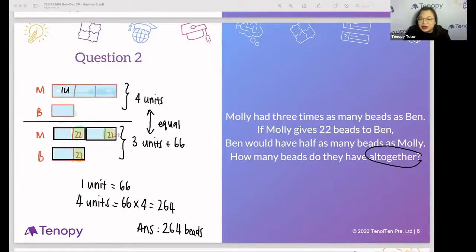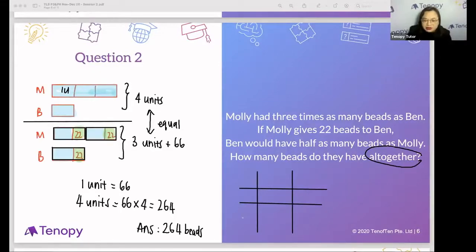Clear? Now, this is one way of doing it. If you don't understand the model, another easier way to do it is to put it in the BCA table. I'll quickly draw the table for you. For those who prefer using the BCA table, this is what happens.